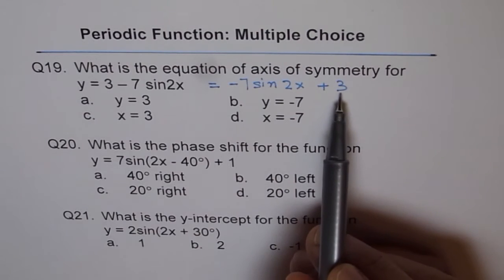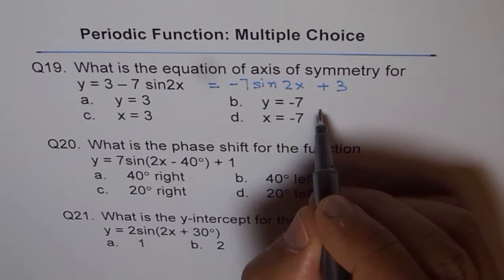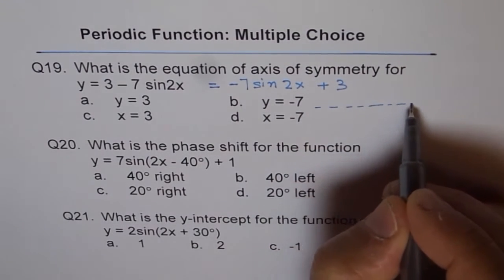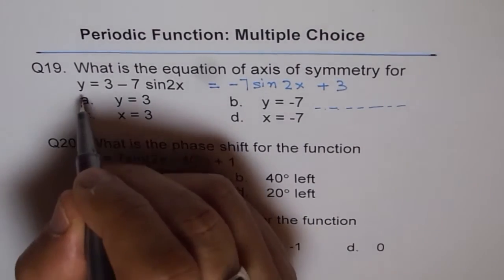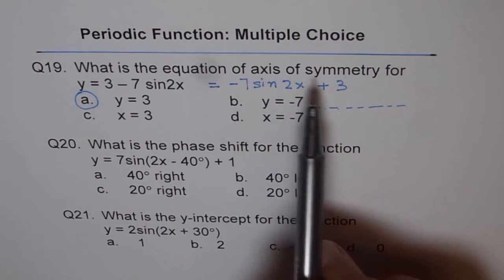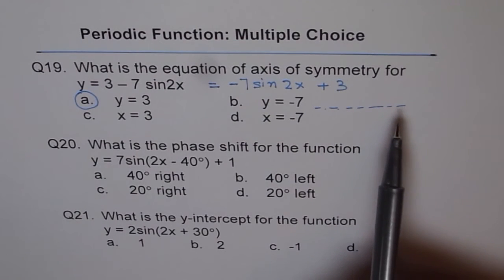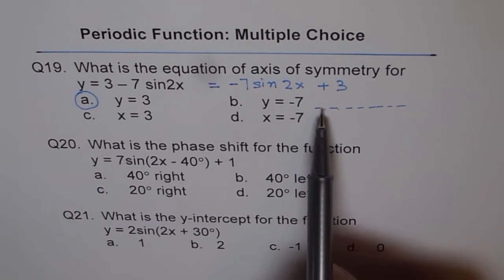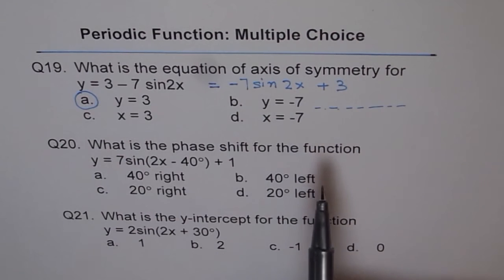Now, is that 3 x or y? It is always axis of symmetry. Axis of symmetry is a horizontal line, correct? So every horizontal line is defined as y value same, right? So the answer is y equals 3. So I want you to understand that axis of symmetry is a horizontal line for the sine waves, right? So the equation is for any horizontal line, y equals constant, and this constant is plus 3 here.